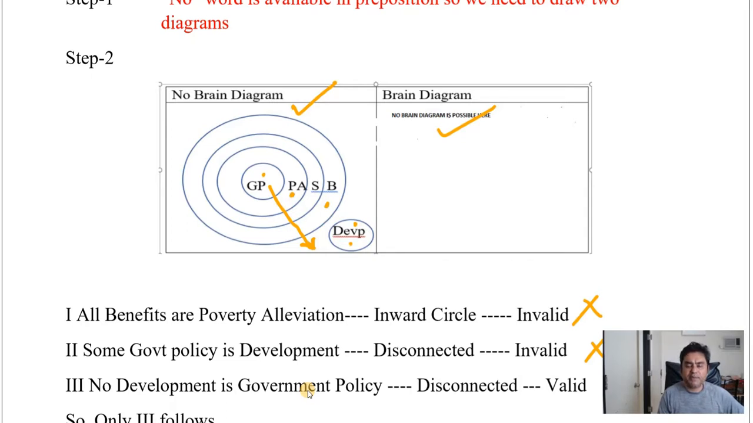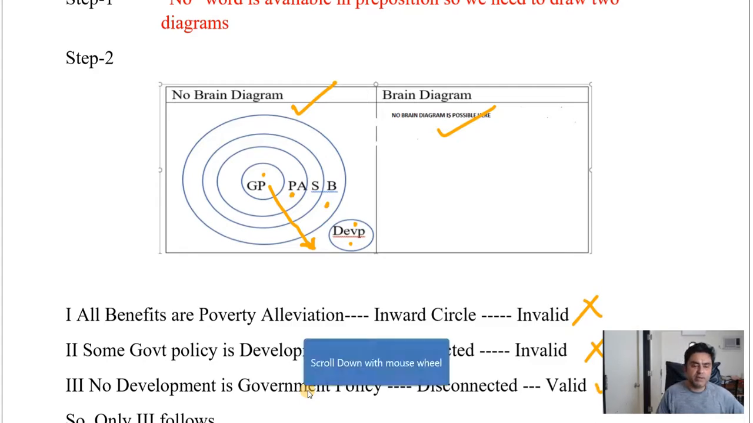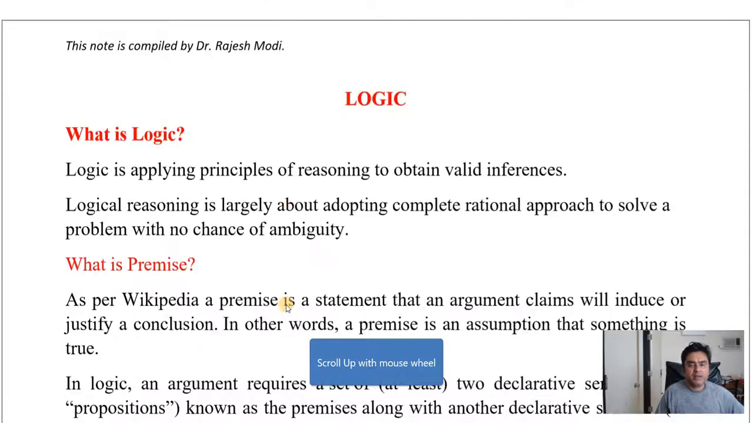So here we have completed the syllogism with the help of a Venn diagram. Now we are going to discuss the syllogism with the theory in volume number 3.